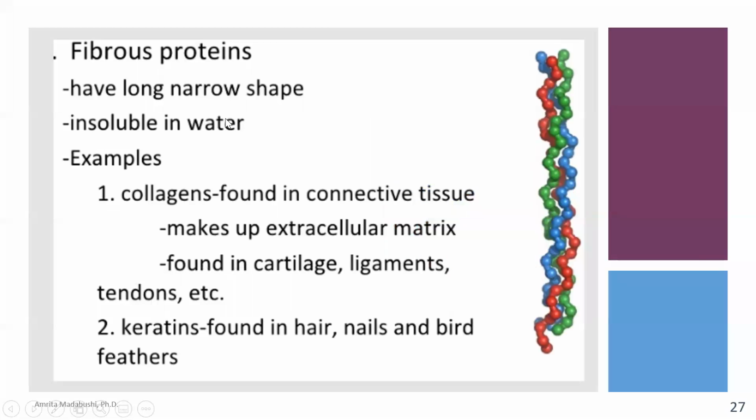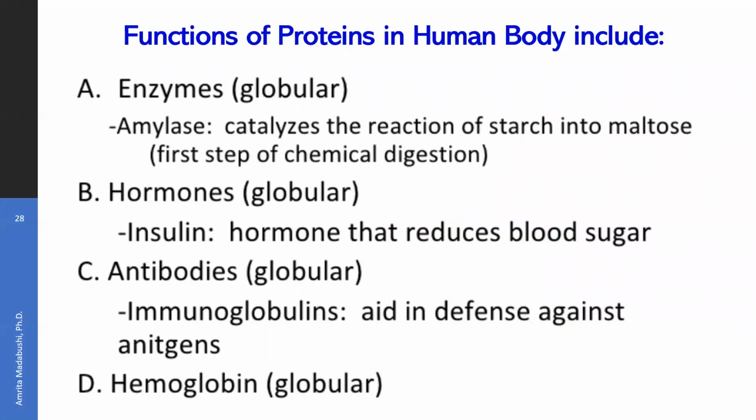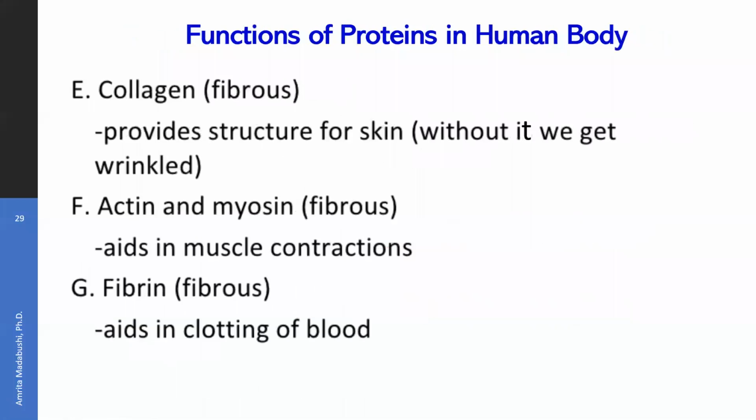So globular and fibrous are two different types. What do globular ones do? For example, amylase will convert starch into maltose, because if you don't break it down, then you cannot really use that energy. It's energy trapped in the molecule. Then there are hormones such as insulin that reduce blood sugar. There are antibodies such as immunoglobulins, especially IgGs, which come in the beginning, and then there are other ones that aid in defense against antigens. And there is hemoglobin.